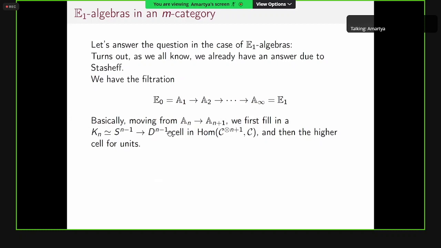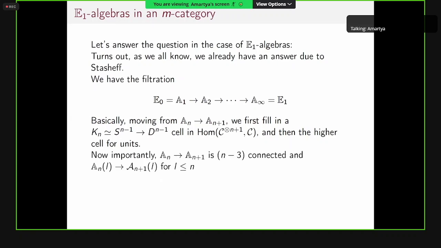So basically, moving from A_n to A_{n+1}, we fill in a k_n cell, and then the higher self units. That's the basic idea. Importantly now, this map from A_n to A_{n+1} is n-3 connected, and this is very important, as we'll see.